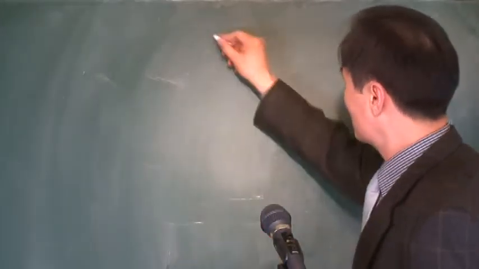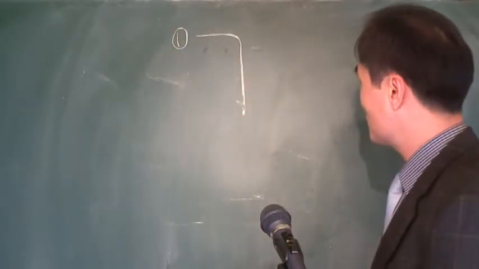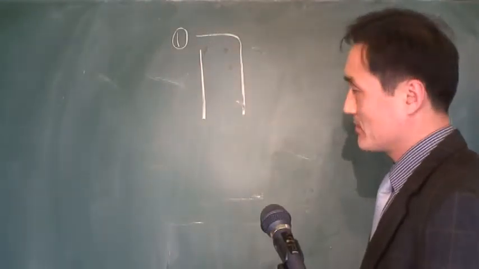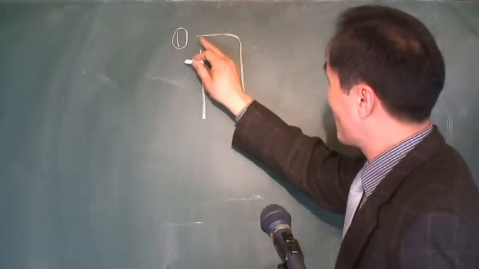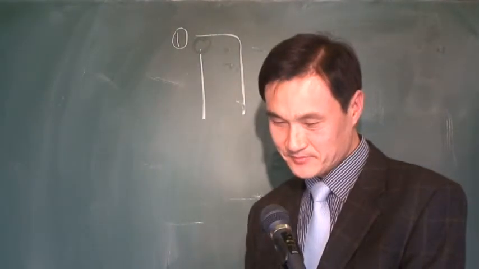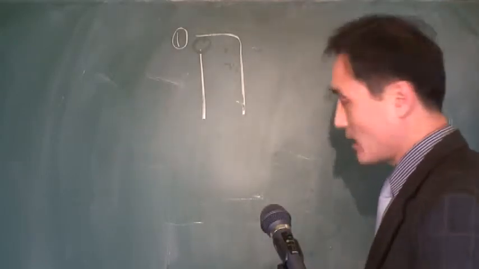Next, let's see the order of how He is written. First, draw a line, and second, draw a vertical line like this. Please remember that there is some space between them.